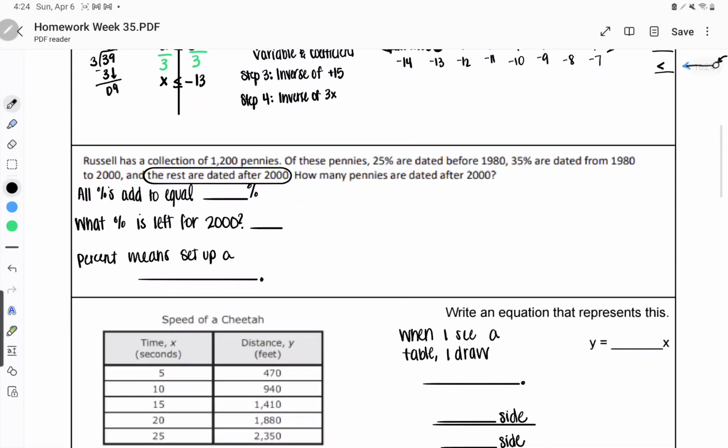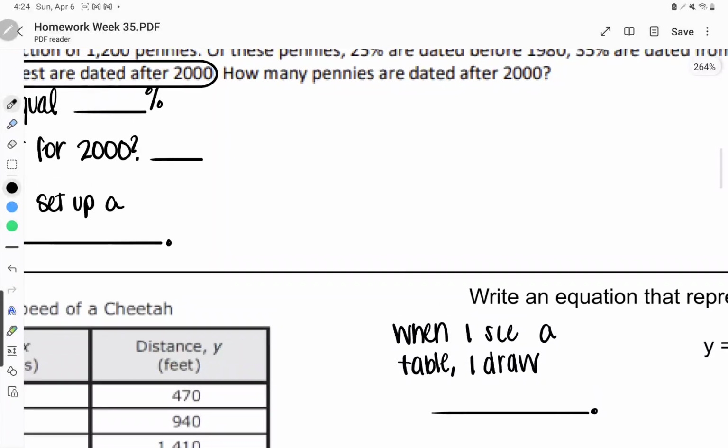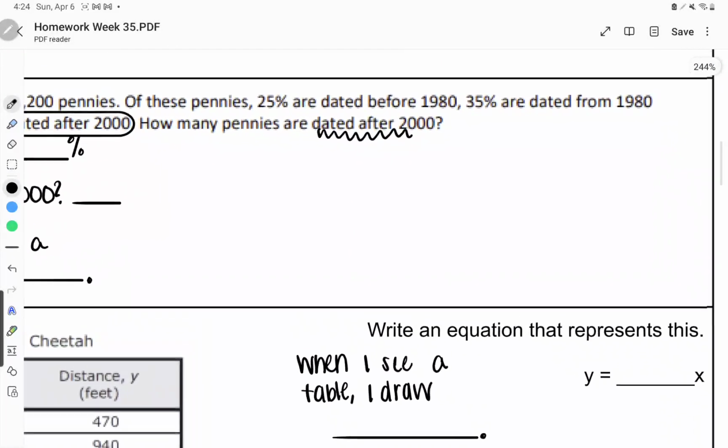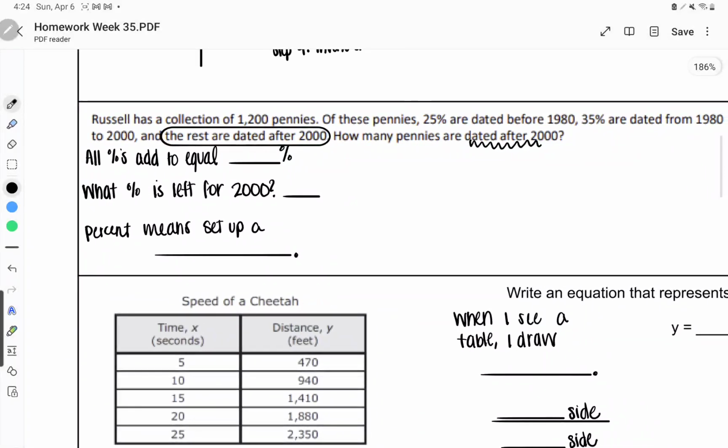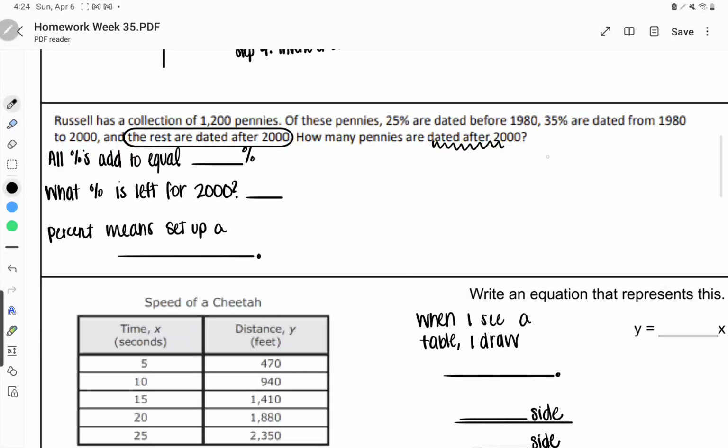Okay, this one says, Russell has a collection of 1,200 pennies. Of these pennies, 25% are dated before 1980, 35% are dated from 1980 to 2000, and the rest are dated after 2000. How many pennies are dated after 2000? So I am working with percents. A percent means that I set up a proportion.